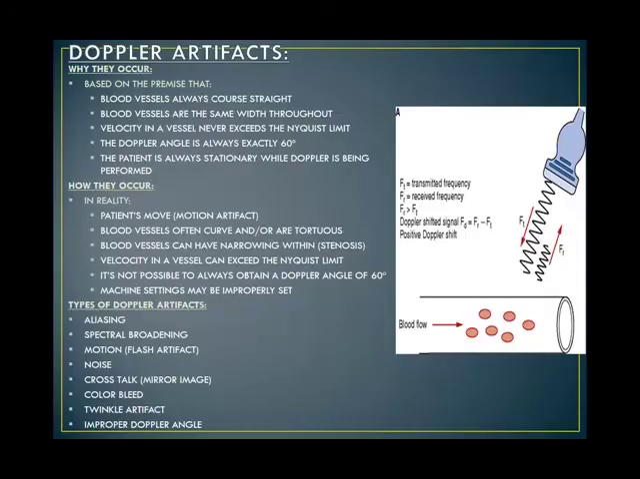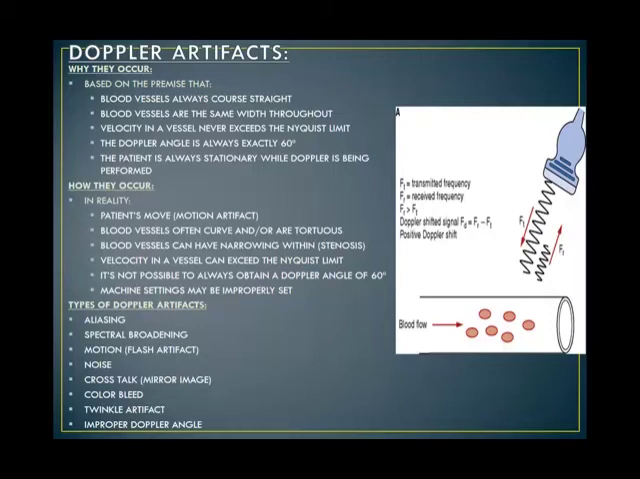All right, and then Doppler artifacts. This is our last category of artifacts. Doppler in ultrasound is where we pick up blood flow. And what Doppler assumes is that blood vessels always course straight in the breast. They never turn, they move in a straight line. They're always the same width throughout the vessel. The velocity in the vessel never exceeds what we call the Nyquist limit, which is something we'll learn about later.